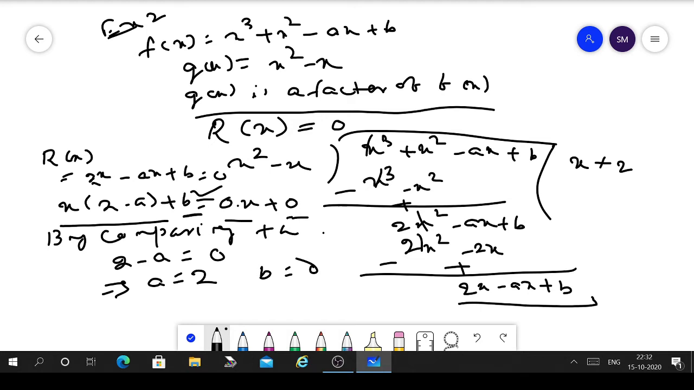b is the constant, here 0 is the constant. Then we get the values of a and b: a is equal to 2 and b is equal to 0. Okay, then next question. Next, let us discuss the questions of CBSE Board.